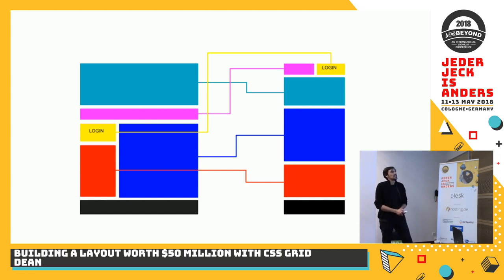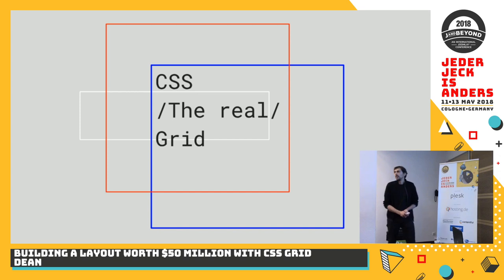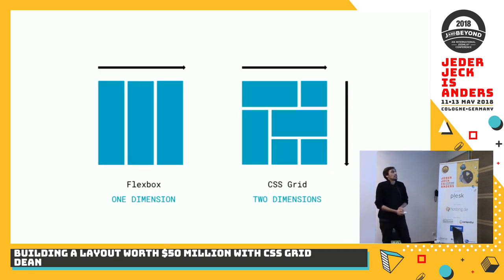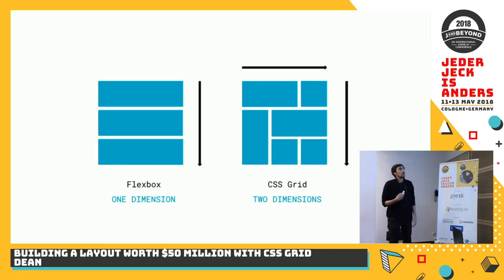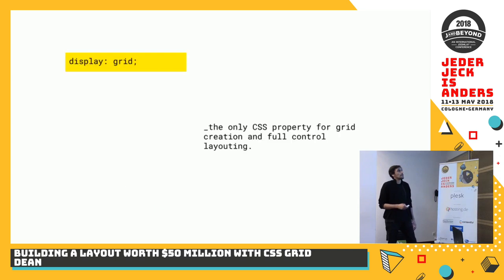So this is the moment when CSS Grid helps. The first thing that differs CSS Grid from Flexbox is that Flexbox always works in one dimension. You always have full control over the elements when it comes to columns or rows, while CSS Grid works perfectly at the same time in two directions or dimensions. So this is a fact. The display grid property is the only CSS property for grid creation and full control layouting, to make things simple.